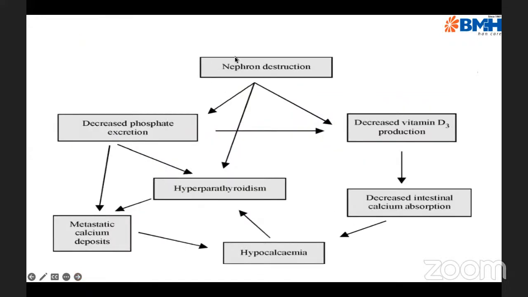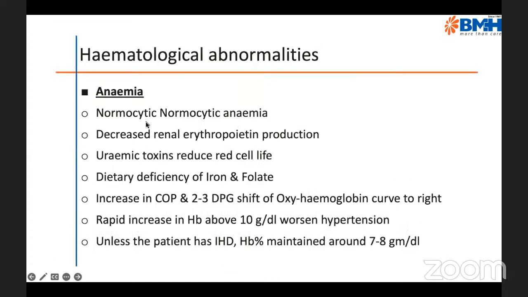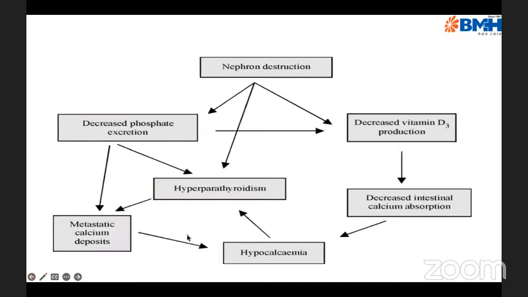This is a very simple figure which postgraduates can reproduce in their examination sheet. When nephron destruction happens, there is decreased phosphate excretion, and simultaneously decreased vitamin D3 production and decreased intestinal absorption, resulting in hypocalcemia. This hypocalcemia along with hyperphosphatemia can result in hyperparathyroidism with hyperplasia of the gland and metastatic calcium deposits.